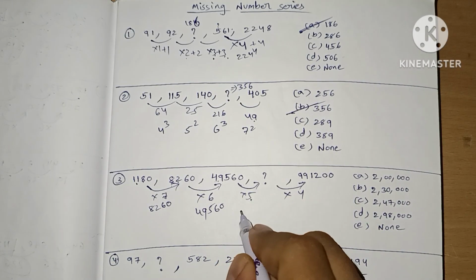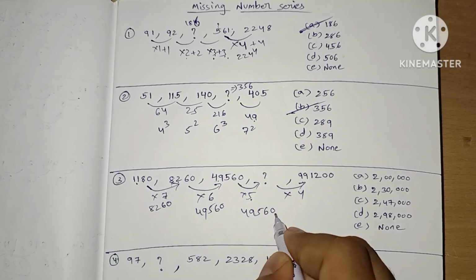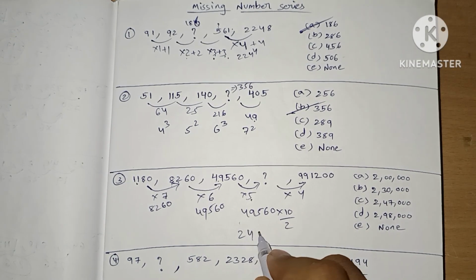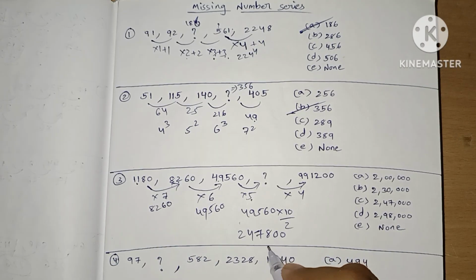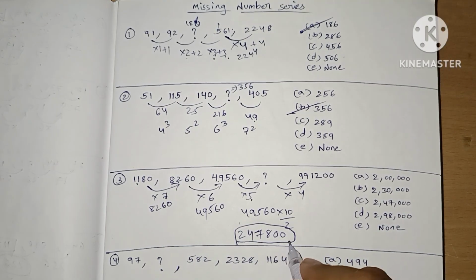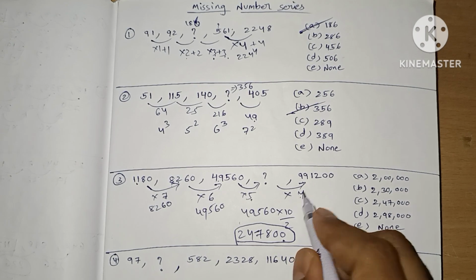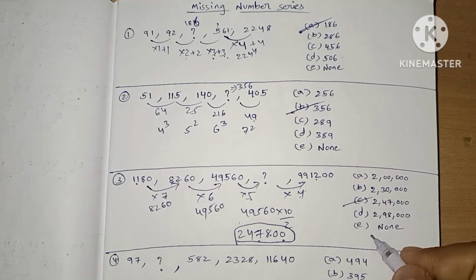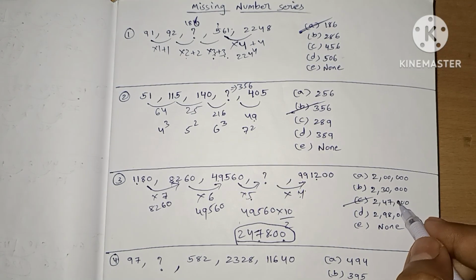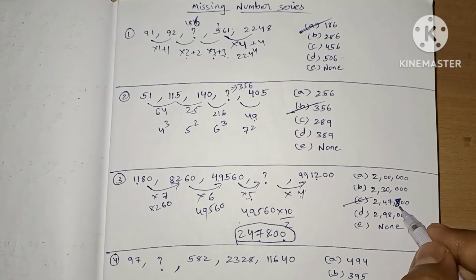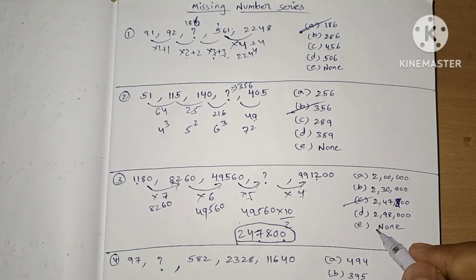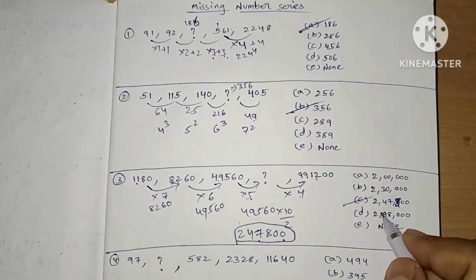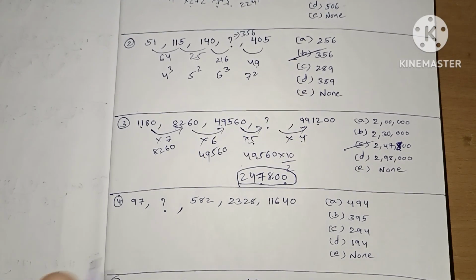4950 into 5 times. We write like this, into 10 by 2. 2 times, 4 times, 7 times, 8 times and 00. 247 800 is our answer. Into 4 times will be 4 8 times 32. So our answer will be 247 800. Wait, this option is wrong. So answer will be 247 800. Okay, option C.